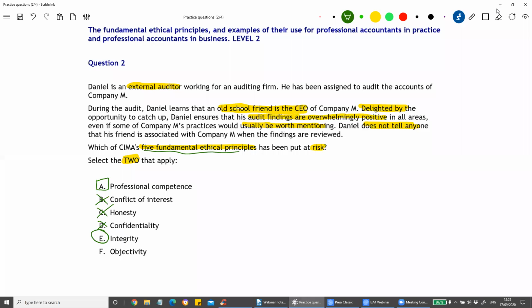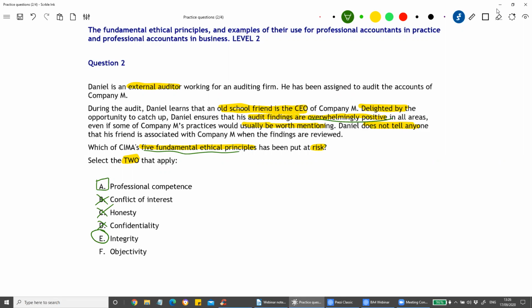So is it A or F? Well, what we know is that Daniel knows the friend, the CEO of company M, and because of that, he seems to be showing the information in a way that actually isn't honest and representative of the actual information.